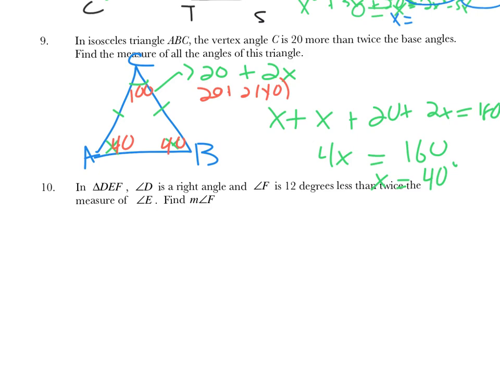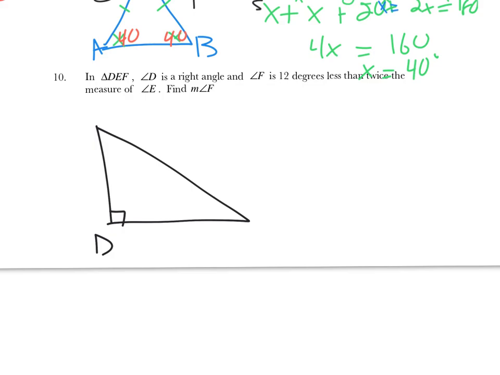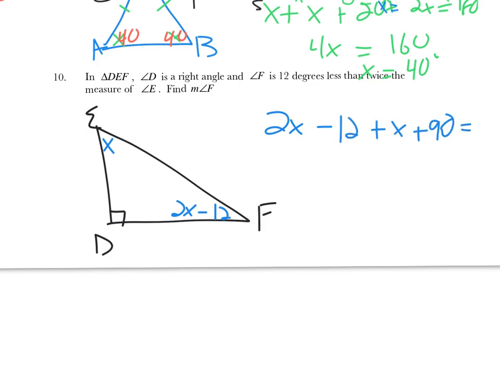Okay, let's take a look at number 10. And in number 10, you have a right triangle where angle D is the right angle, and F is 12 degrees less than twice the measure of E, so I'm going to call E x, and F is 12 degrees less than twice that, so how about 2x minus 12? And you could set this up a couple of different ways. You could say 2x minus 12 plus x plus 90 equals 180, or you could just set these two angles equal to 90 degrees, because we talked about how we knew they would be complements. All ends up working out the same.